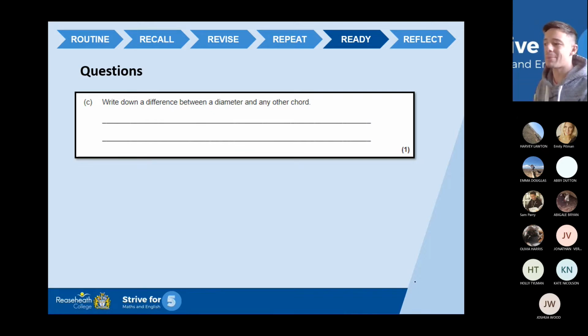a difference between a diameter and any other chord. Well, hopefully I'm going to, actually in the chat, guys, what makes the diameter different to a chord? I'll give you guys the chance to type this. What makes the diameter different to a chord? There's one key difference I'm thinking of here.